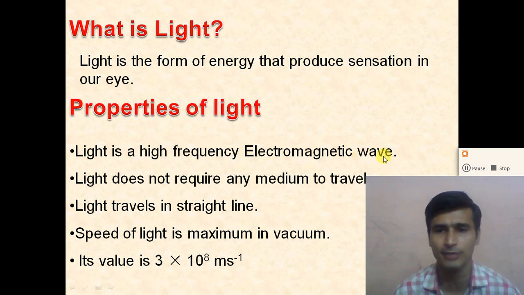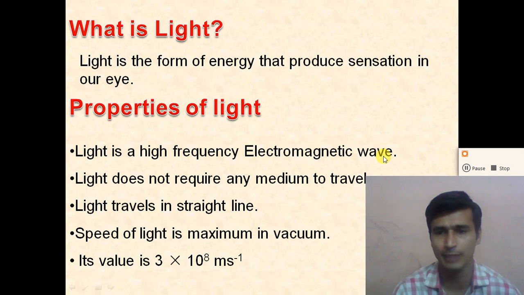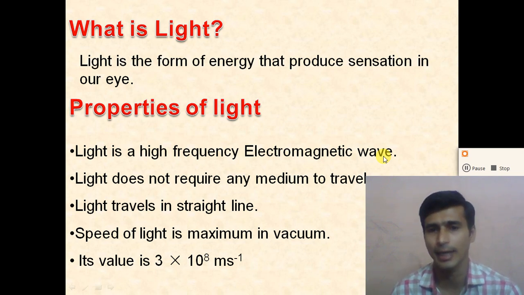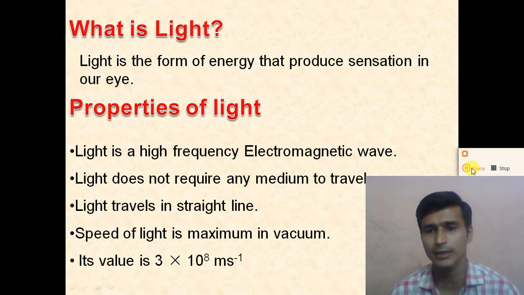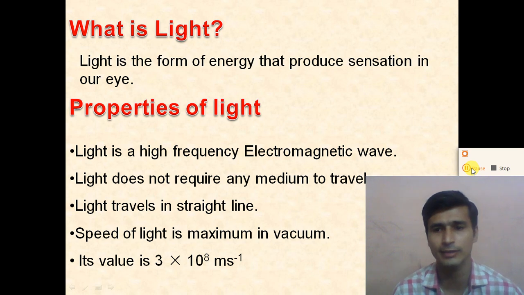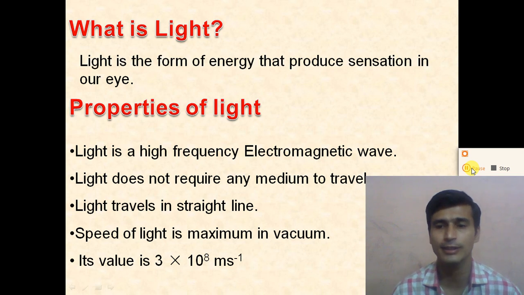There are so many types of electromagnetic waves like infrared waves and ultraviolet waves. In that, the visible spectrum of the electromagnetic wave is called light. So light is a high frequency electromagnetic wave. Light is the visible spectrum of the electromagnetic wave that has a wavelength of 400 nanometer to 700 nanometer. That is important. What is the wavelength range of light? The wavelength range of light is 400 nanometer to 700 nanometer. Only the electromagnetic waves having a wavelength of 400 to 700 nanometer we can see. It is in the visible spectrum.